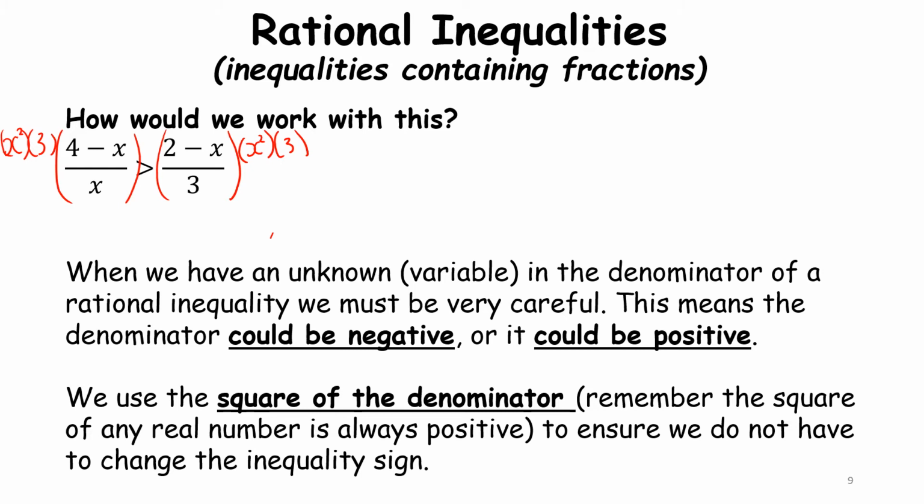3, on the other hand, is a positive number. I'm not confused about that. I know that it is positive and it's not going to affect my inequality. So when we're dealing with these rational inequalities, it's really important to remember that if we have unknowns, they are unknown, so we don't know if they are positive or negative. So we need to multiply by the square of those denominators.